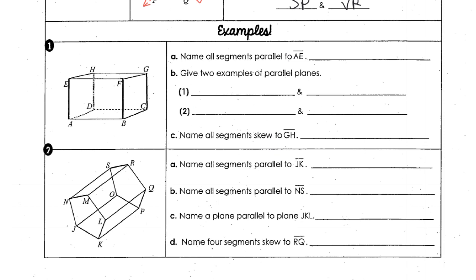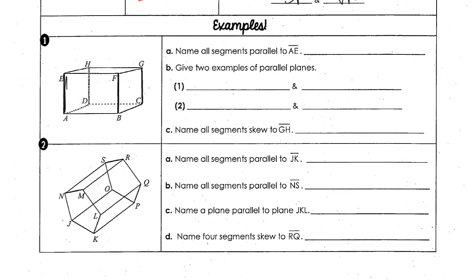All right, now let's try some examples. Number 1, part A wants us to name all the segments that are parallel to segment AE. So remember, they're going in the same direction as AE. So those 3 segments were parallel to segment AE. And you have to remember that you can name it also the other way around. It didn't necessarily have to be segment GC. You could have said CG.